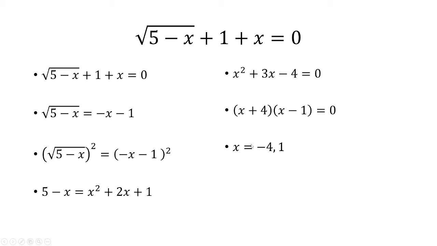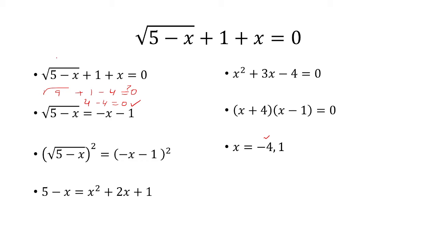Now whenever you're given a solution, you want to plug it back in to make sure that the solution is verified. So let's plug in x equals negative 4 into the original problem. We have the square root of 5 minus negative 4 is 9, plus 1 minus 4. Does that equal 0? Square root of 9 is 3. 3 plus 1 is 4. 4 minus 4 is 0. So that works.